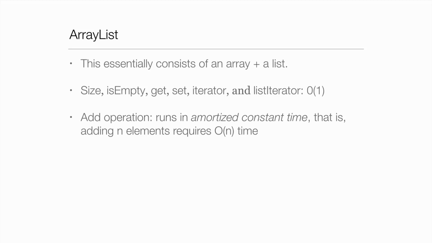As for the add operation, this will run in amortized constant time, so that means that adding n elements requires O(n) time. Essentially, if we add 12 elements, it's going to take roughly 12 operations. So this is also sort of like O(1), but what's important to note is that this isn't entirely true.